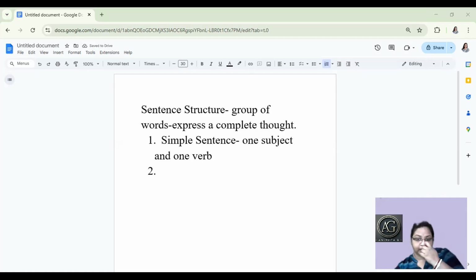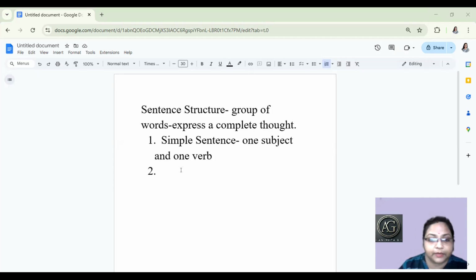I have given two examples. Let us take one more example of a simple sentence structure. The sun sets in the west. Here again, there is one subject, the sun, and one verb, that is sets. Simple sentences are great for clarity and direct communication. If you are a beginner, you can start framing simple sentences. Now let us take the compound sentence type.